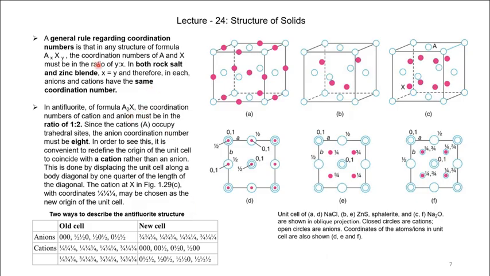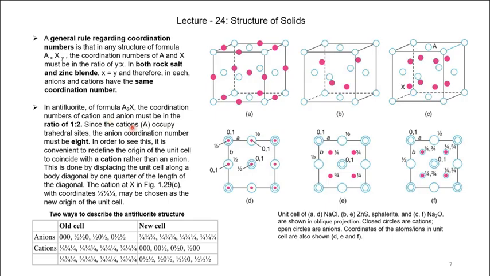Next slide. You see, we have a general rule for coordination numbers. If we have a formula like AxXy, the coordination numbers of A and X would be y to x. That is the common thing. But for both rock salt and zinc blende, x is equal to y, and therefore each has the same coordination number. And here, x and y are not equal. Therefore, the coordination number could be 8 or even 4.